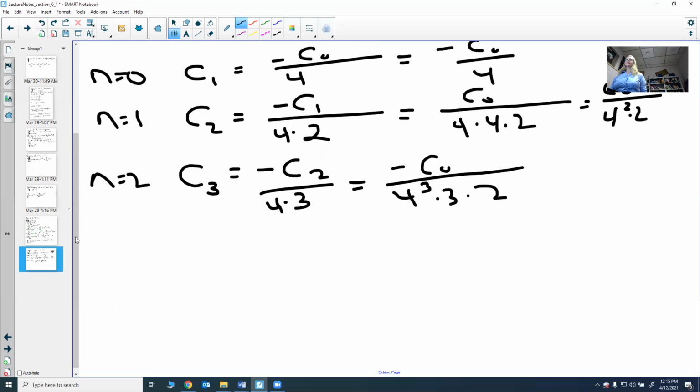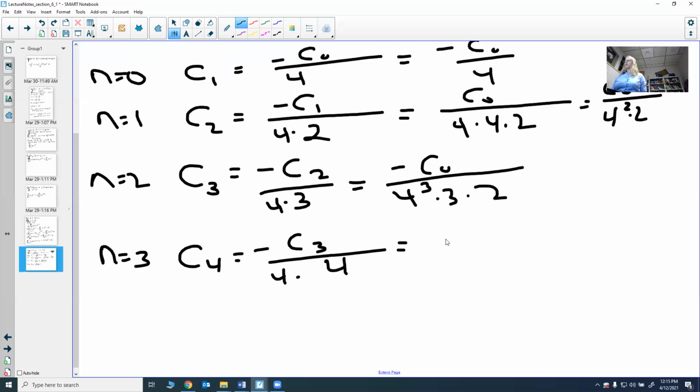Let's do a couple more. Let's do n equals 3. That would be c sub 4, minus c sub 3 over 4 times 3 plus 1, which is 4, so 4 times 4. Again, if I know c sub 3, I can find c sub 4, and I do know c sub 3. It's minus c sub 0, and minus and minus gives me positive c sub 0, over 4 cubed times 4 times 4. I could write this as 4 to the 5th. Instead, I'm going to write it as 4 to the 4th times 4 times 3 times 2. You'll see in a moment why, as I'm starting to see a pattern, so I wanted to keep it that way.